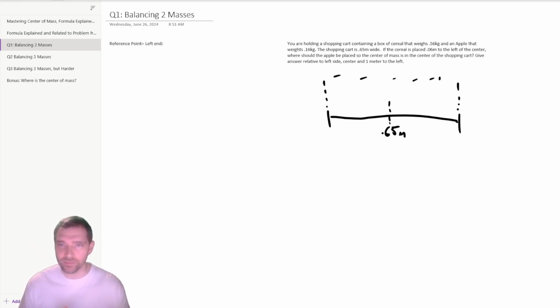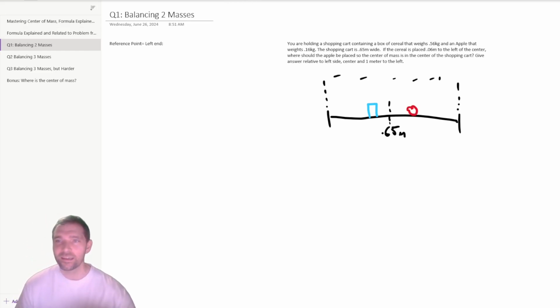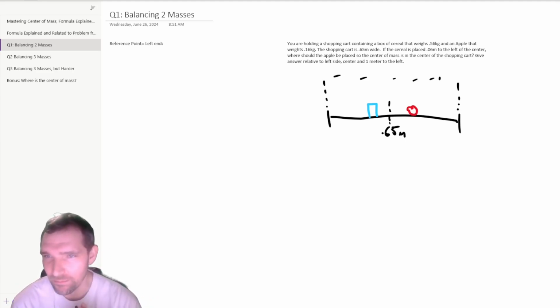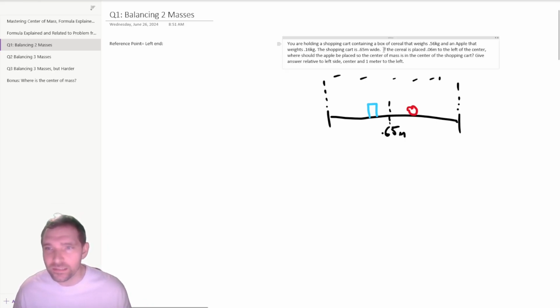And there's some objects relative to that middle. So we've got some cereal box, an apple. So we can make our cereal box something kind of like that. Make our apple something kind of like that looking. And you can, just looking at their masses, figure out which one needs to be further away. So if we look at this, the cereal box looks to be heavier than the apple.